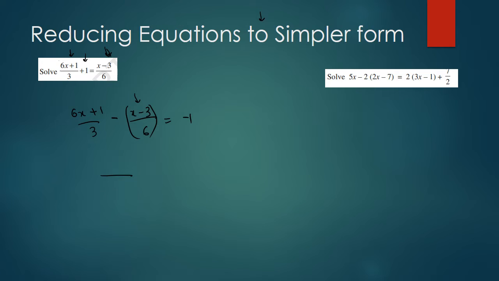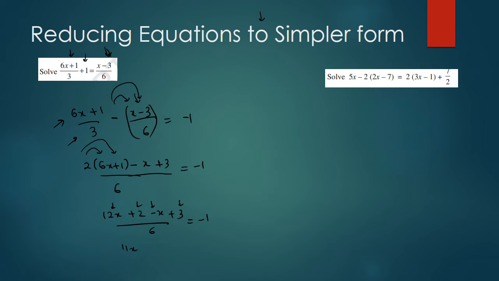Now take LCM. 3 and 6 is 6. You have to make it as 6, right? So if you multiply this with 2, multiply this also with 2. Now expand this minus. Minus x minus minus plus 3, right? Now distribute, 6 2s are 12x, 2 1s are 2, minus x plus 3 by 6. Then like terms, 12 minus 1, 11x, 2 plus 3, 5.